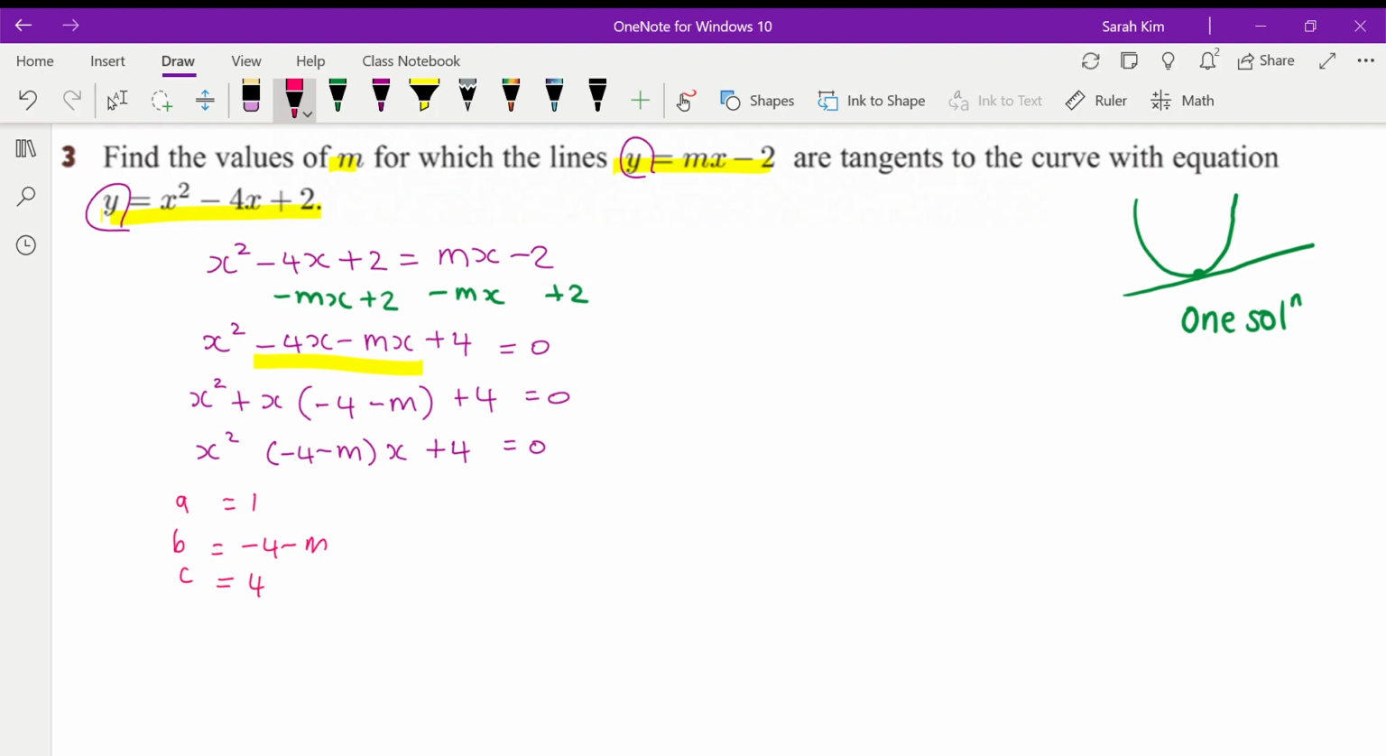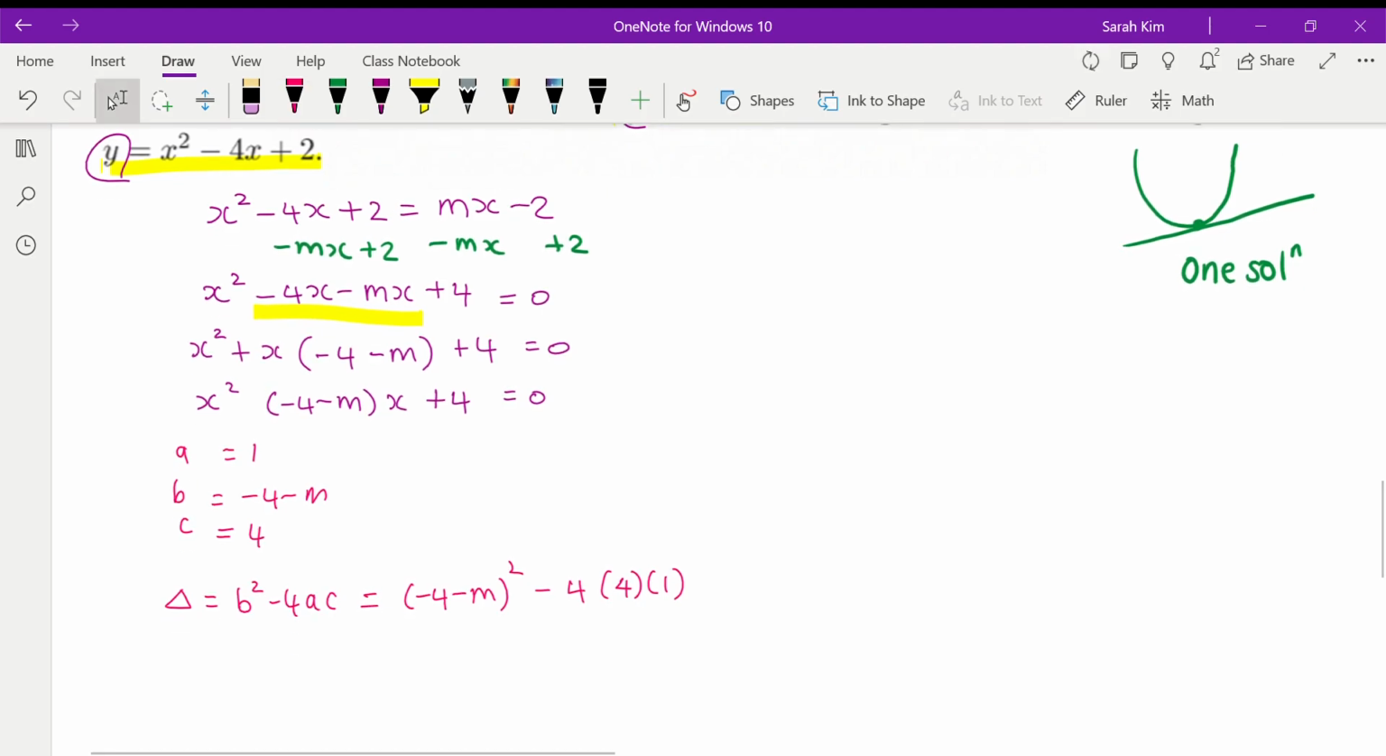And then you're just going to find your discriminant. Make sure you put a bracket around this one. Okay, so this is your discriminant. Great, so now let's simplify it a little bit, or maybe I'll just leave it.